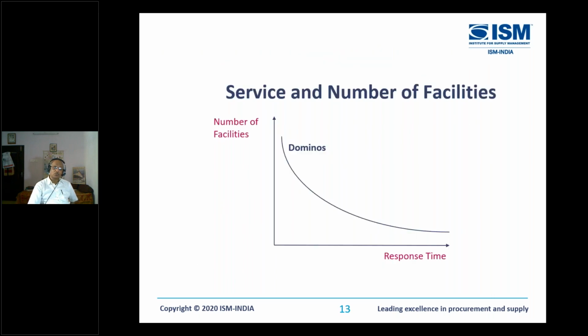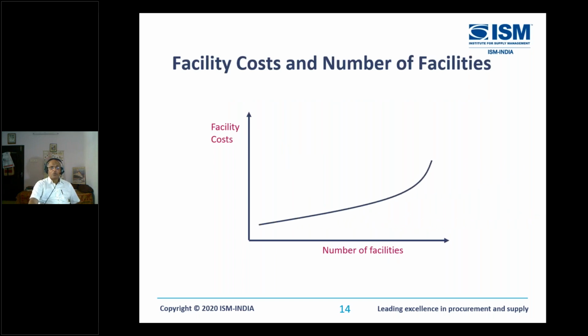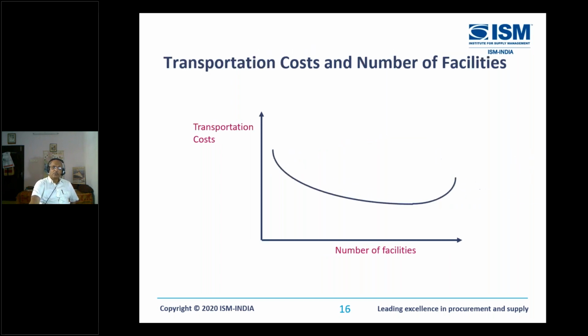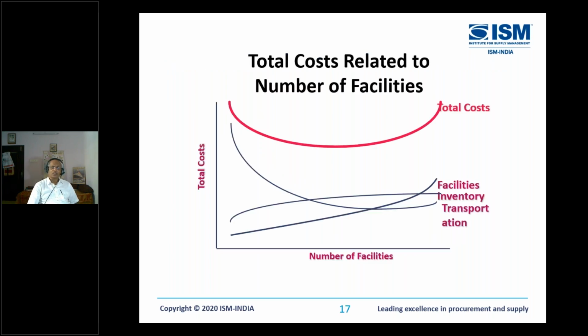So coming back to some of the graphs which have been plotted for various organizations around the world. Now, if you want to reduce the response time, you must increase the number of facilities, it shows. If you increase the number of facilities, facility cost naturally will go up. Inventory cost goes up as you increase the number of facilities, but remember, it reaches a plateau after some time. Then transportation cost goes down as we increase the number of facilities, but again it goes up. So how total cost is related to facility cost, inventory cost, and transportation cost, this graph shows.